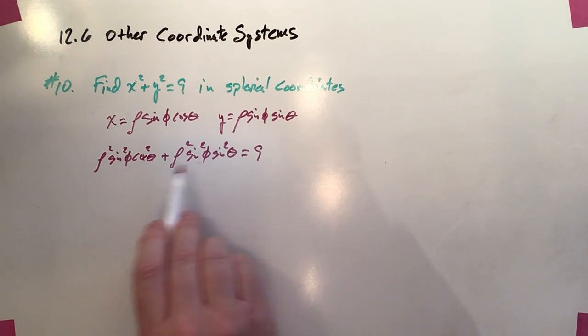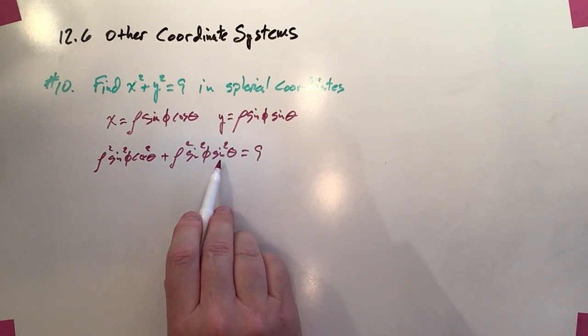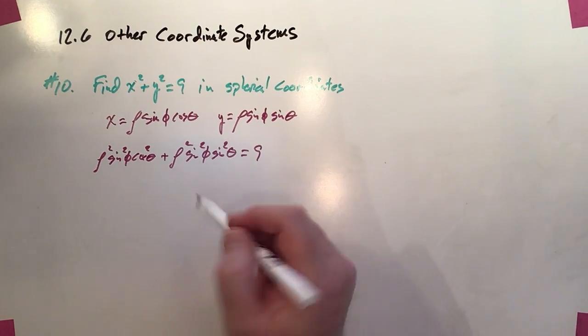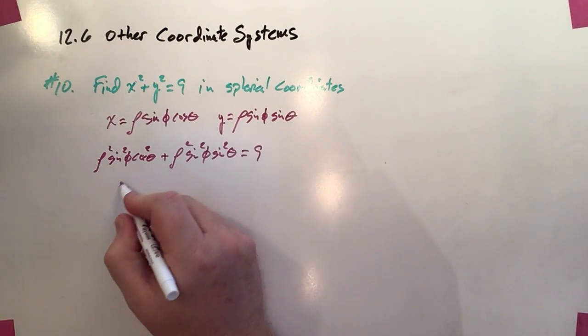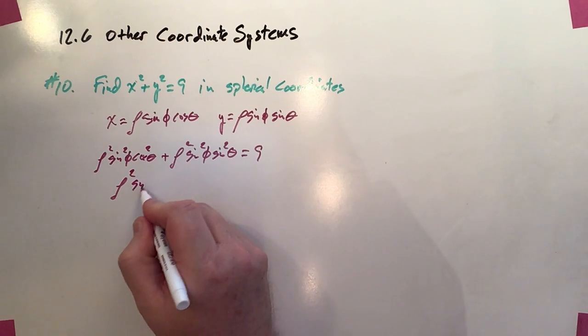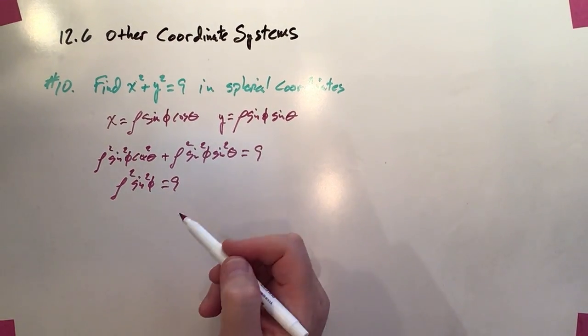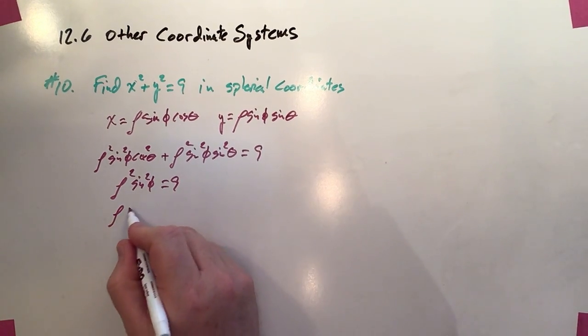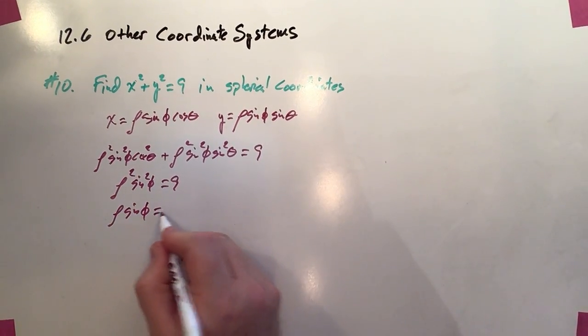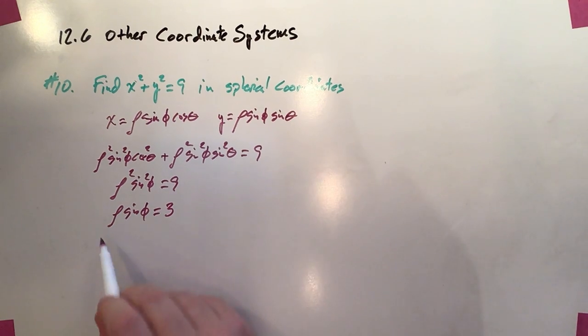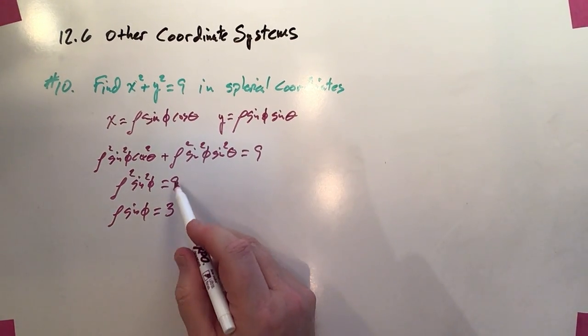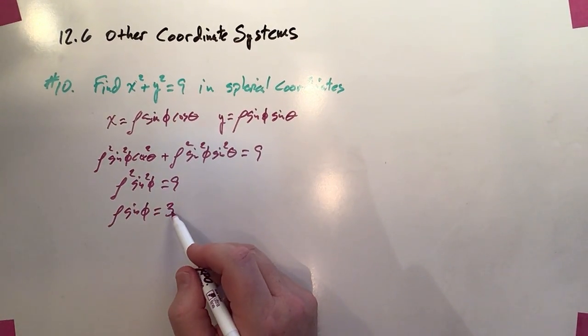And I think you can see we've got a common factor of rho squared sine squared phi. And once that's factored out, we'll have sine squared plus cosine squared theta. So the theta term will simply drop out as a 1. So it becomes rho squared sine squared phi equals 9. And we can even take the square root here and make it rho sine phi equals 3. You might worry about the plus or minus 3 that is due to the square root of 9. But let me show you how we can kind of eliminate that, okay?